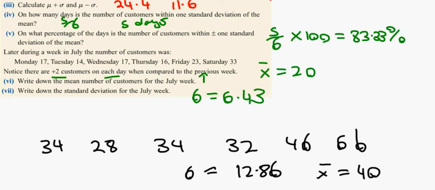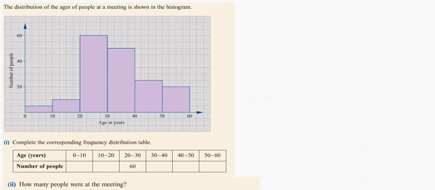Okay, next one. The distribution of ages at a meeting is shown in the histogram. The histogram is broken up into 4 slots, going up in fives. The number of people from 0 to 10 is 5. 10 to 20 is going to be 10. 30 to 40.